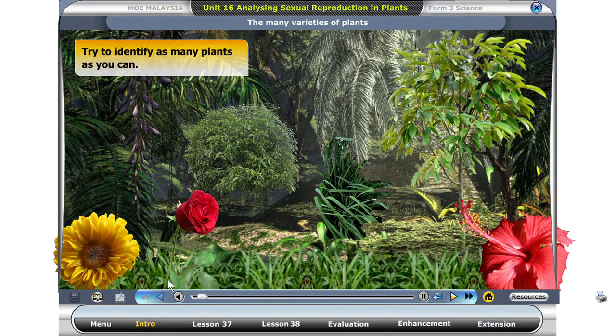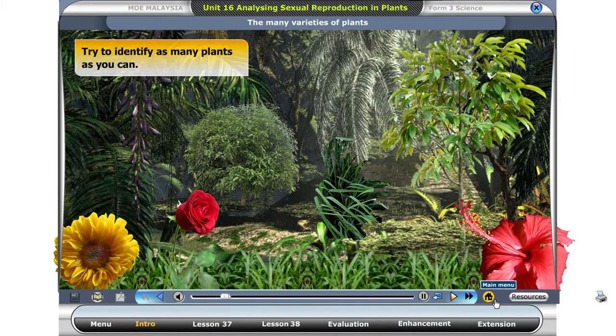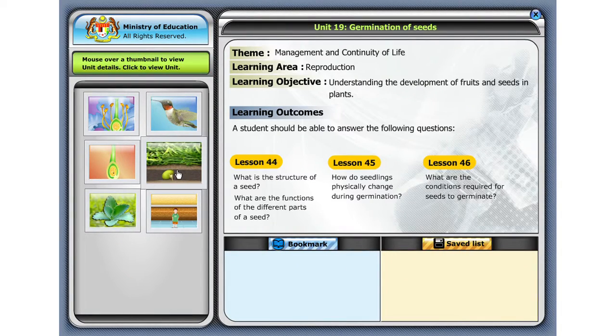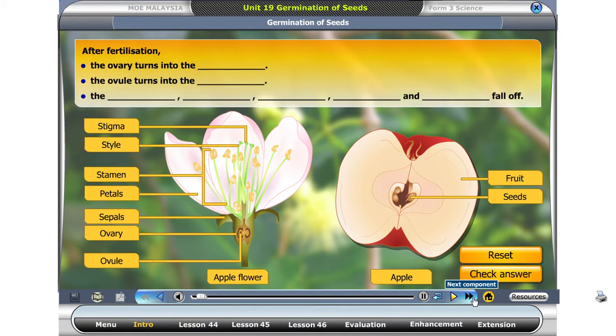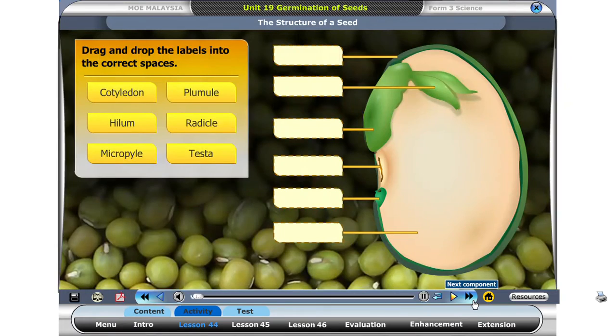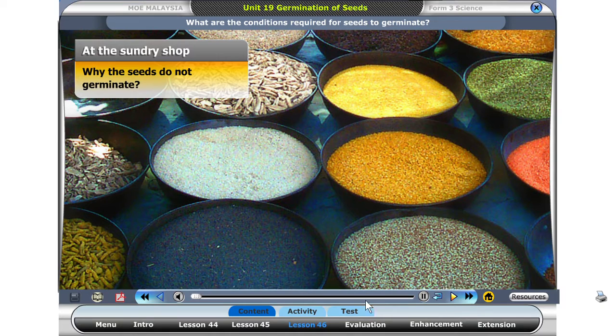There are many types of plants around us. Look at some of the plants in this garden. Do you know the name? Can you remember? This is a common sight.